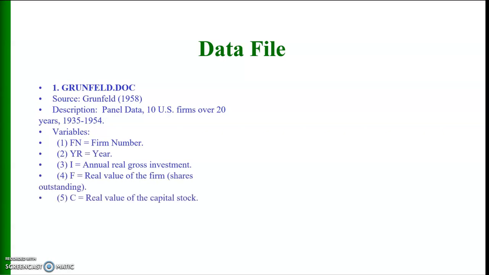This is the data file that I used earlier. This is a panel data file in which there are 10 US firms for which there are 20 years of data, starting from 1935 to 1954. This variable number 1 is the firm number or identity ID, and this is time T, yearly time. I stands for annual real gross investment, F stands for real value of the firm, and C stands for real value of the capital. I is the investment, that is the dependent variable. F and C are independent variables.